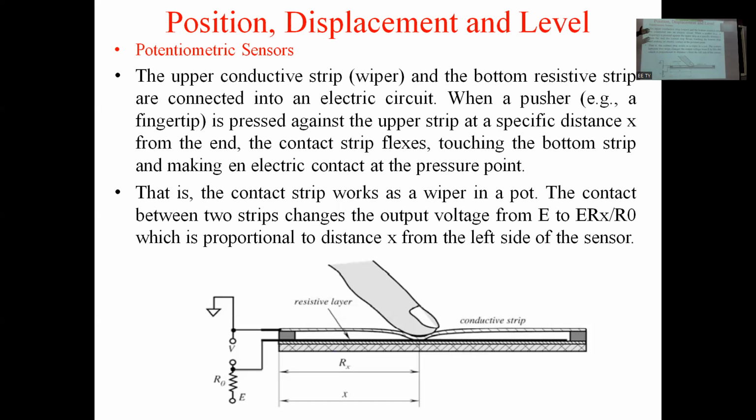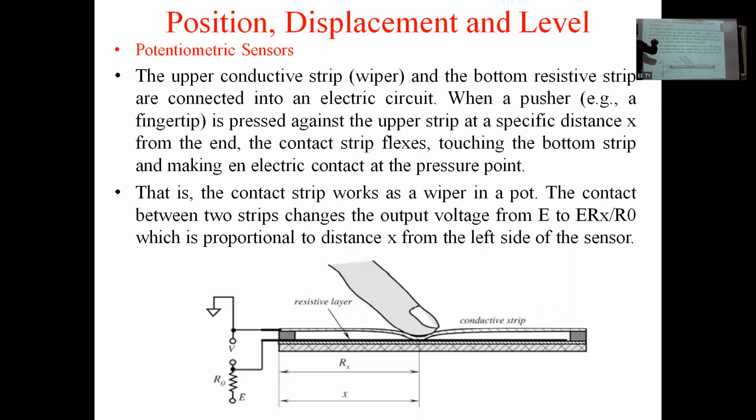See, the upper conductive strip or wiper and the bottom resistive strip are connected into an electric circuit. एका electric circuit मध्ये ते दोन connect केले. When a pusher, for example, a fingertip, when a pressure, or it may be जे काय आपण push करणार आहे, here we are using fingertip, is pressed against the upper strip or flexible strip, ला आपण pressure apply केलं. Okay, so at that situation that contact strip it will be flexed.